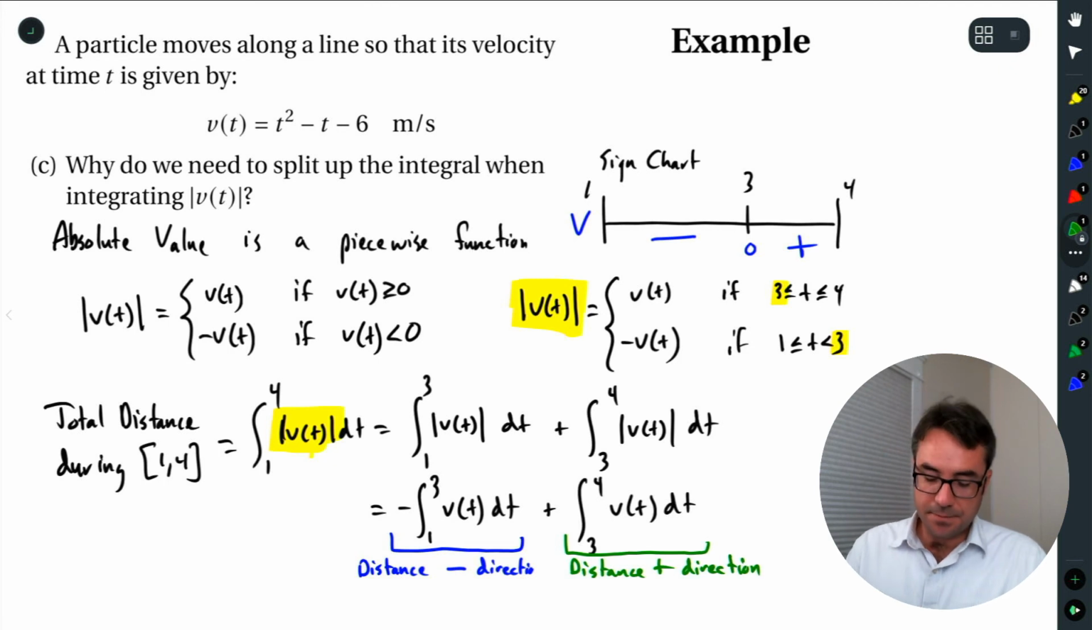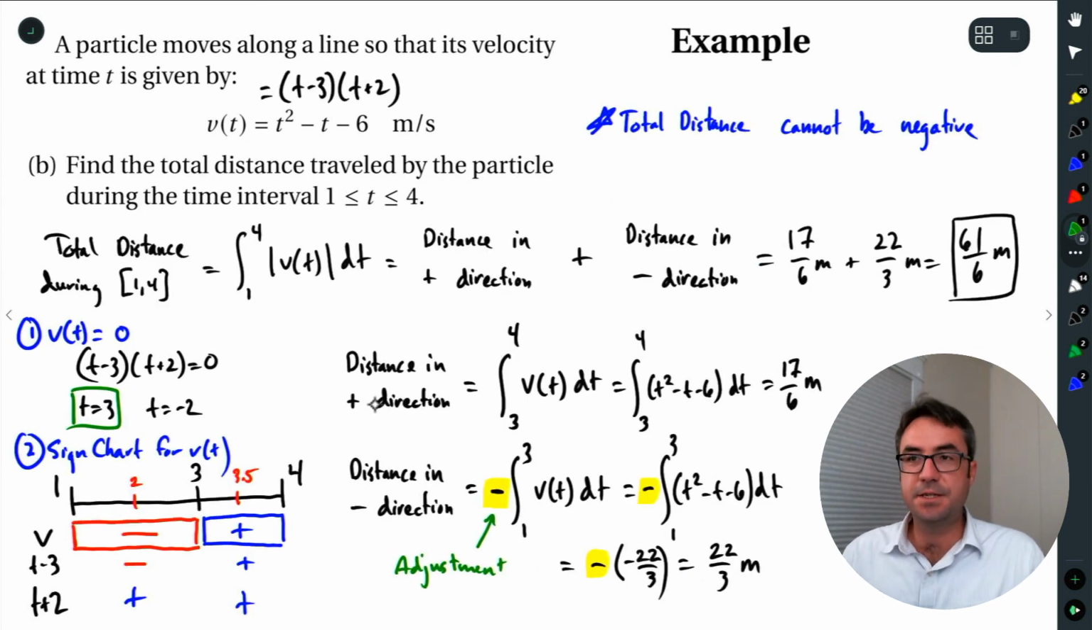So you can see, let's just go back really quick. Keep these two integrals in mind. If we go back, distance in the positive direction, well, what did we do? We integrated from 3 to 4 of just our regular velocity function. And that's because from 3 to 4 we found it was positive. And then for the distance in the negative direction, what did we do?